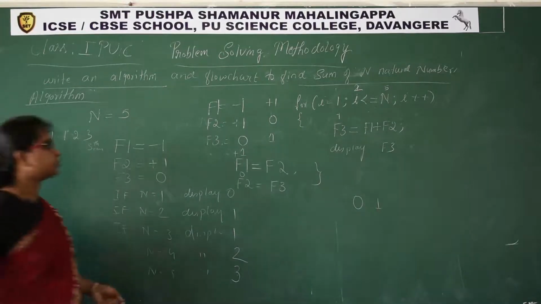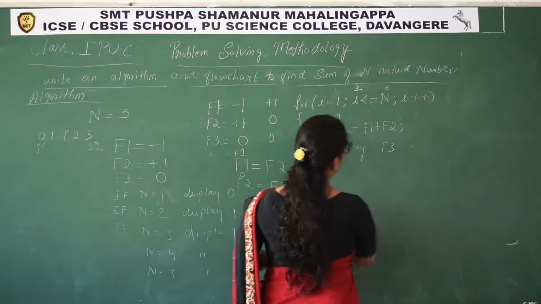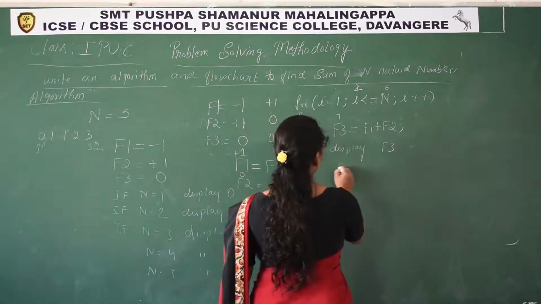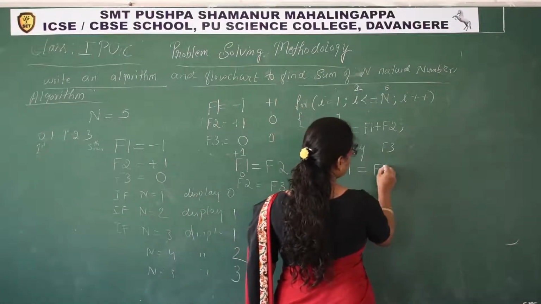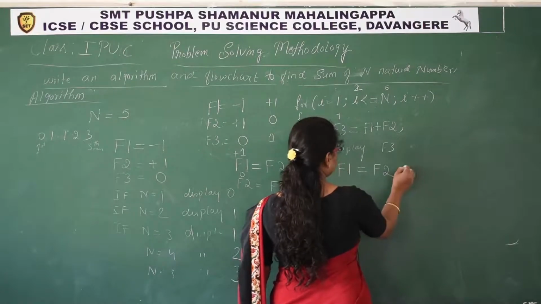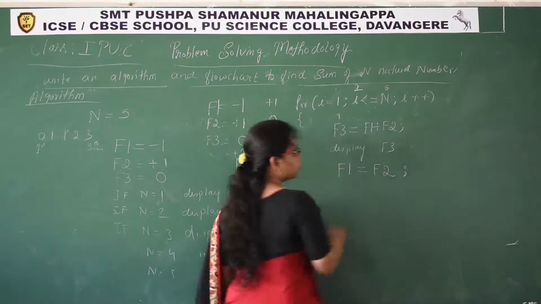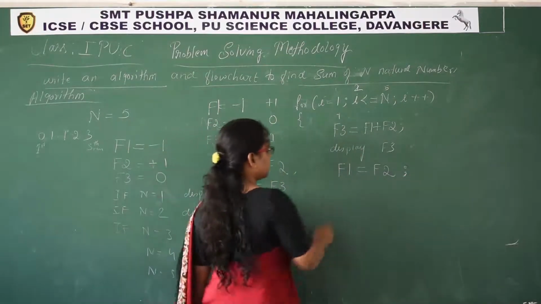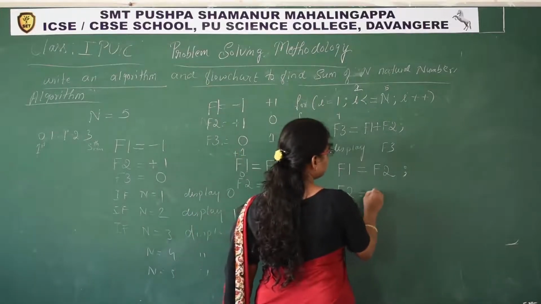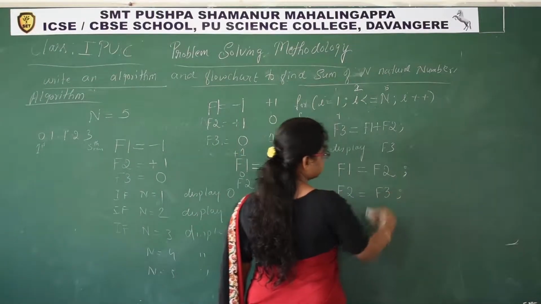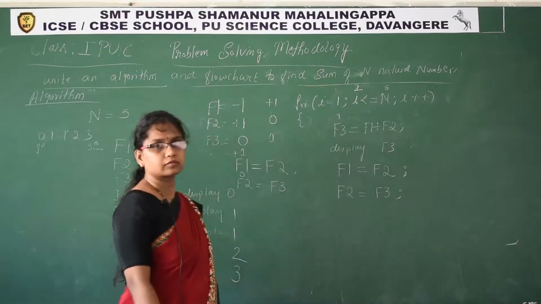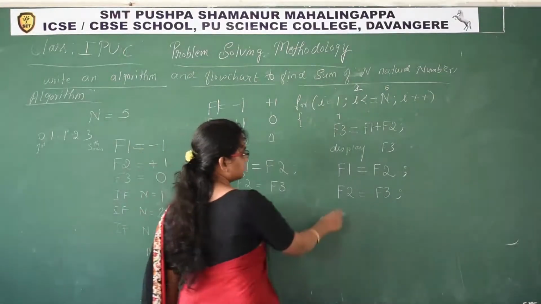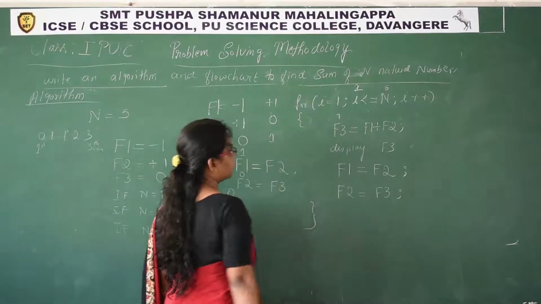So every time these interchanges have to happen. That's why I have to write them in a block. F1 is equal to F2. This is the rule, you must write a semicolon there. Then F2 is equal to F3. Now I have to close the loop block.